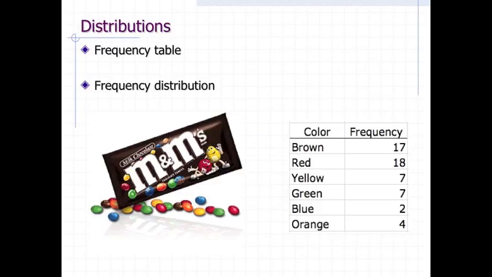I recently purchased a bag of plain M&Ms, and the M&Ms were in 6 different colors. A quick count showed that there were 55 M&Ms: 17 brown, 18 red, 7 yellow, 7 green, 2 blue, and 4 orange. These counts are shown in the table. This table is called a frequency table, and it describes the distribution of M&M color frequencies. Not surprisingly, this distribution of frequency is called a frequency distribution.